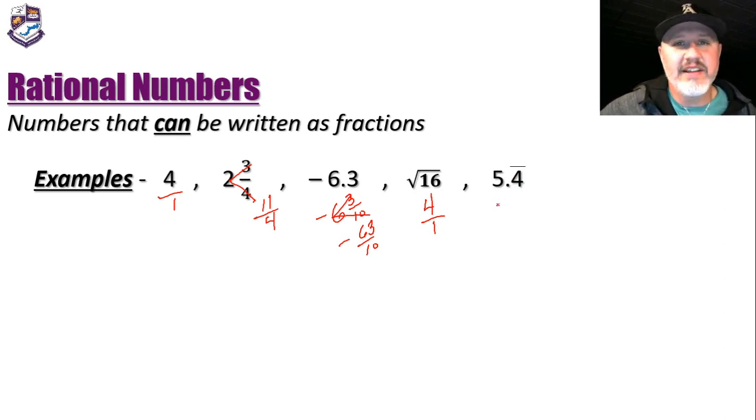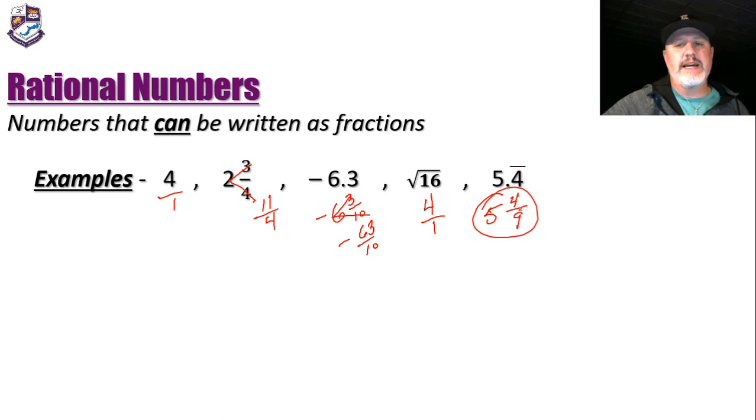Anything that repeats is over 9. So 5 and 4, it's not 4/10, even though the 4 is in the tens place. If it repeats, it's over 9. So 5 and 4/9, okay? And that could be written as 49/9 if I make it improper.